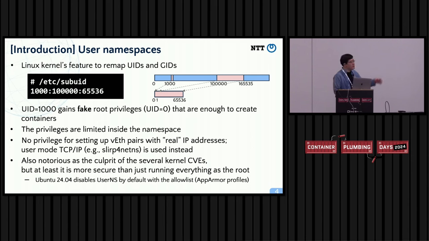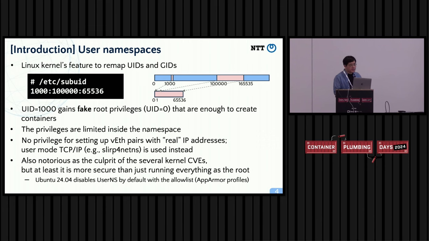But these privileges are not real root privileges. The privileges are just limited inside the namespace. So for example, they have no privilege for setting up virtual Ethernet peers with real IP addresses. So we have to use user mode TCP/IP, such as slirp4netns or pasta or VPNKit.